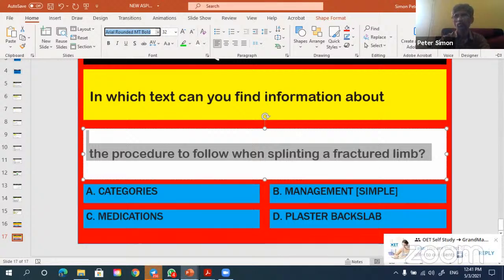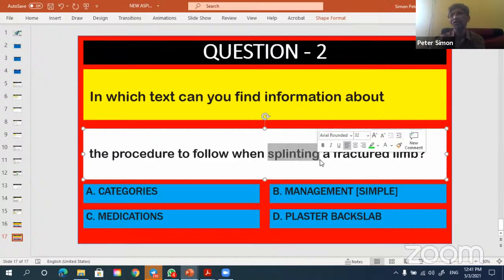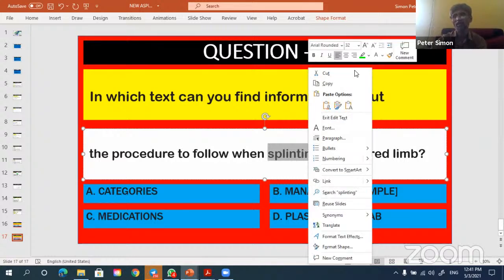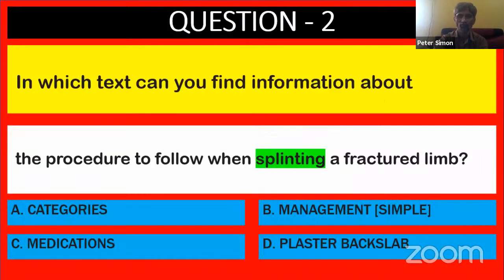So, the procedure to follow when splinting a fractured limb. Splinting is the keyword here. What do you mean by this splinting? If you understand that one, you will get the answer.